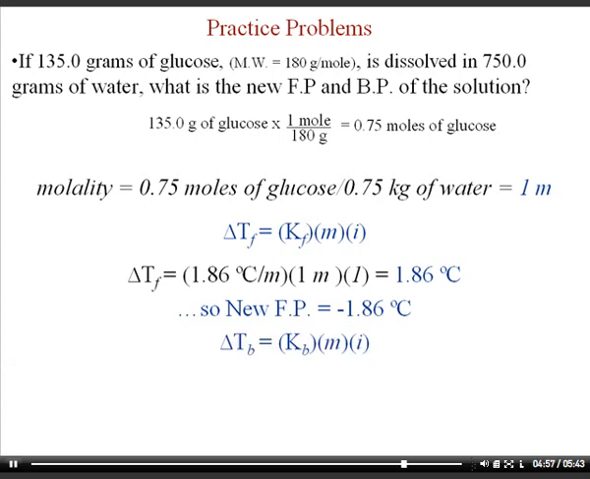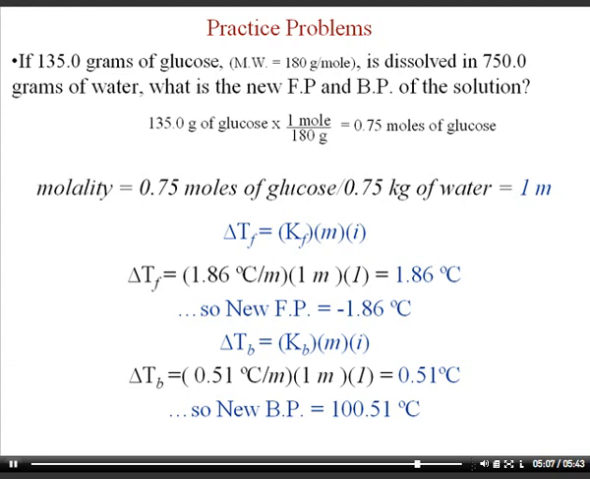And if you wanted to calculate the boiling point, you go through the same process, and you end up getting 0.51 degrees Celsius for the change in the temperature of the boiling point. So it's going to boil at a temperature of 0.51 degrees higher than the old boiling point, which is 100. So the new boiling point is 100.51 degrees Celsius.